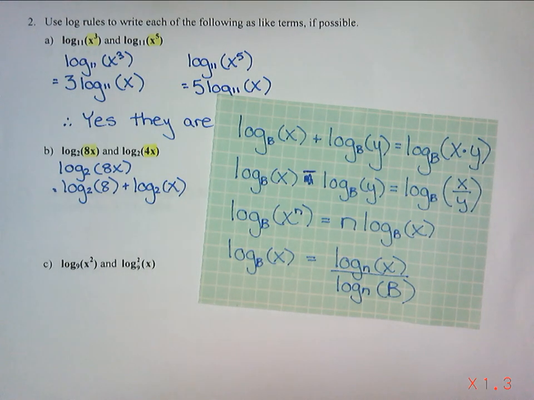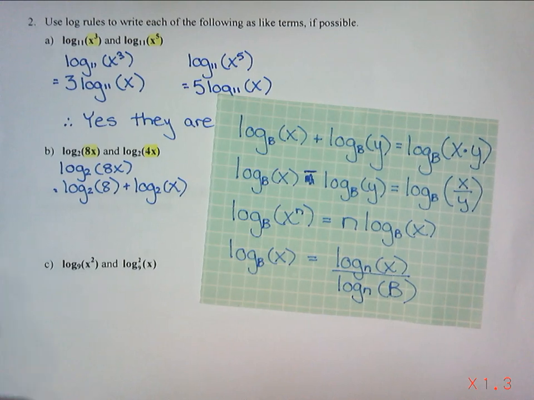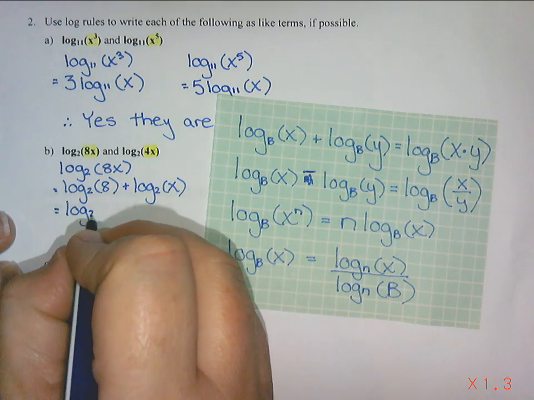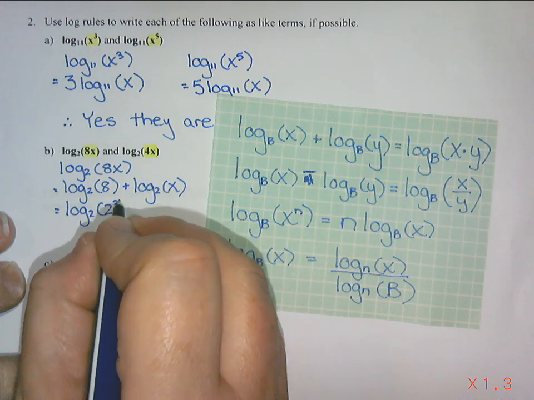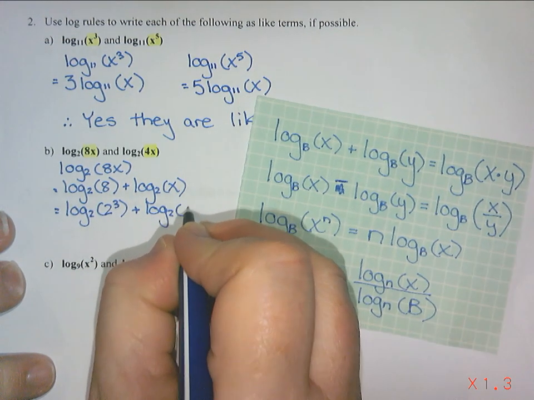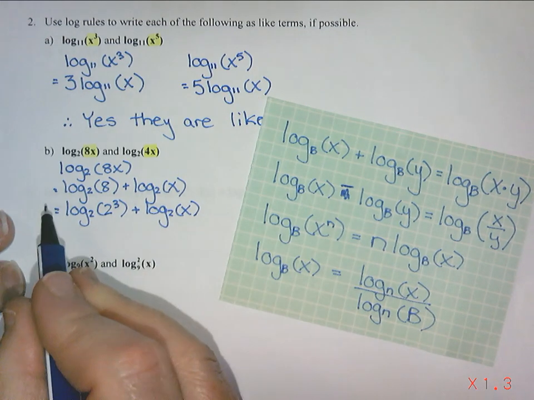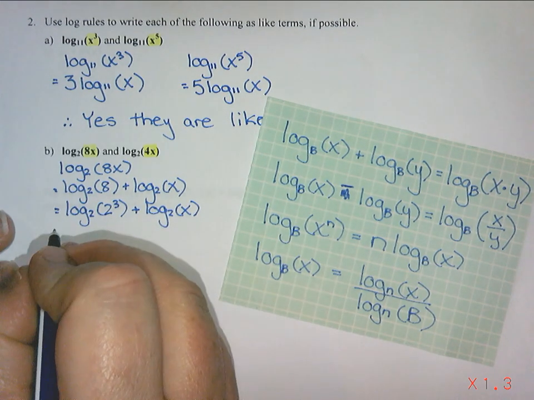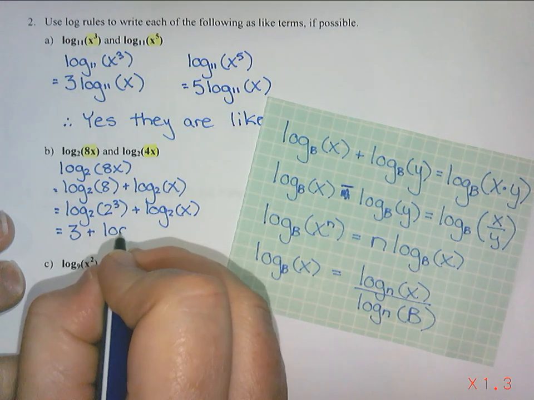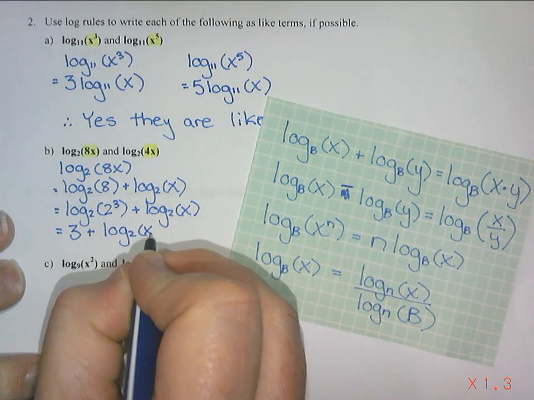Now, I don't have my power sheet with me, and you should on your green package, but I know that 8 is 2 to the power of 3. So this is log base 2 of 2 to the power of 3, and then plus log base 2 of x, which means this first log just equals 3 plus log base 2 of x.